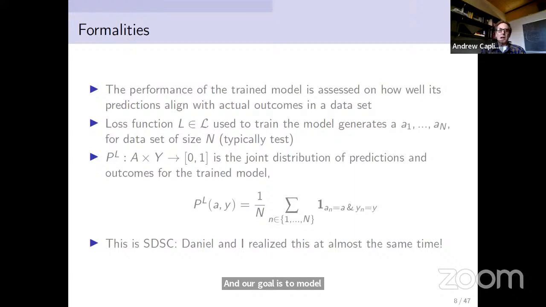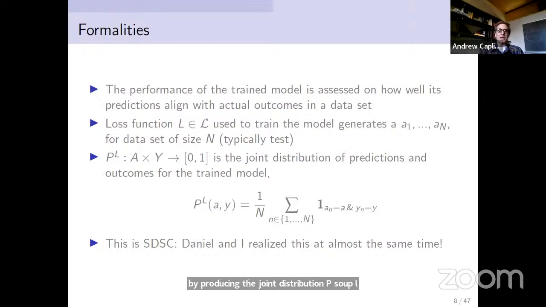We're going to model it, and we're going to think about what it shows in data, because we're going to use that to decide which class of model explains the data we see. The performance is going to be assessed on how well its predictions align with actual outcomes in a labeled data set. Loss function L, in the class of such loss functions, will generate A1 through AN for a data set of size capital N, typically the test data, in which we're going to see how well it does by producing the joint distribution P sub L of predictions and outcomes.